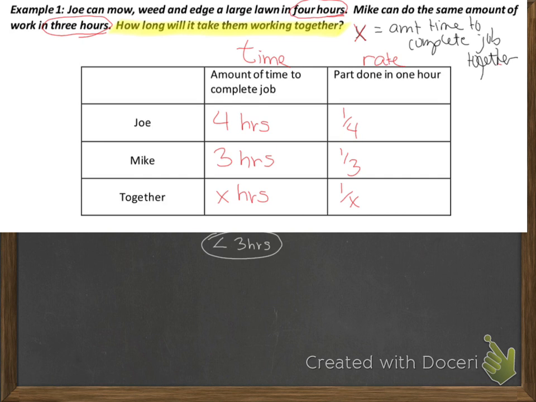Even though it doesn't make sense to add 4 and 3 together to get X equals 7, it does make sense to add 1/4 and 1/3 together. Let me explain. So Joe, in 1 hour, gets 1/3 of the job done.